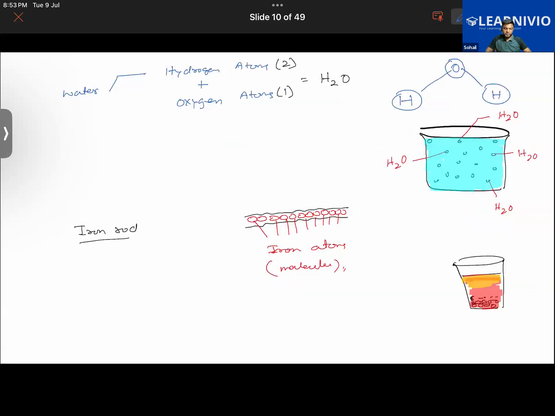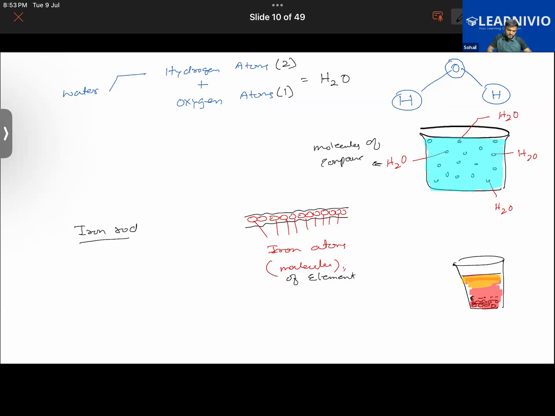Sir, can we write this? No, I will tell you what to write. Just one minute. So a pure substance would be either made up of the same type of molecules, or the same types of atoms, as we have seen here. This is the molecule of a compound, this is the molecule of an element. Keep that in mind.